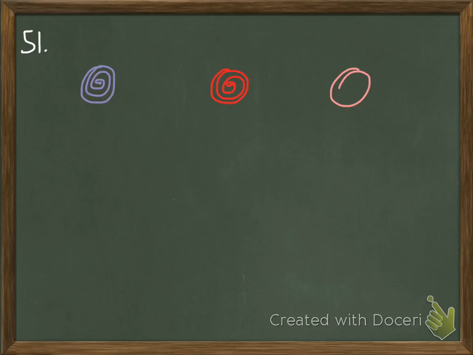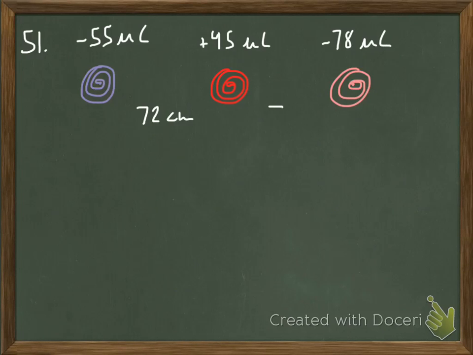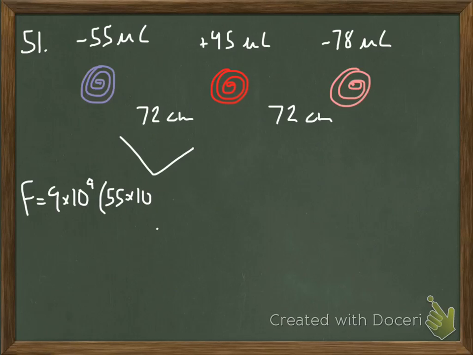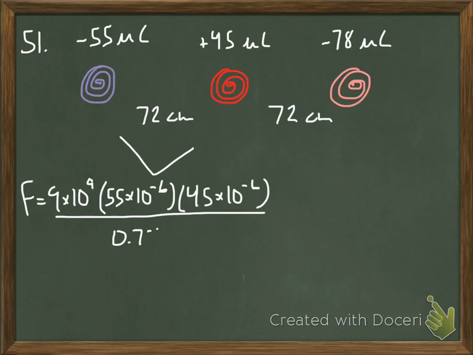Okay, 51. We have 3 particles again, given to us in microcoulombs, so don't forget to do your times 10 to the negative 6. We're also given centimeters. Be careful, we need meters. Let's go ahead and find the force between purple and red here. Notice how I converted to coulombs by adding a times 10 to the negative 6. Notice how I converted to meters there at the bottom. And you got your force.